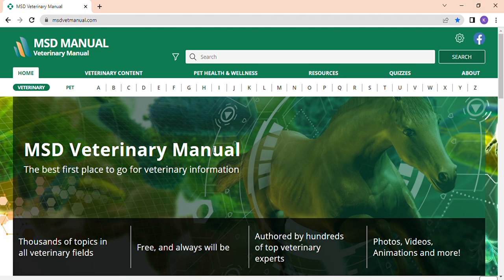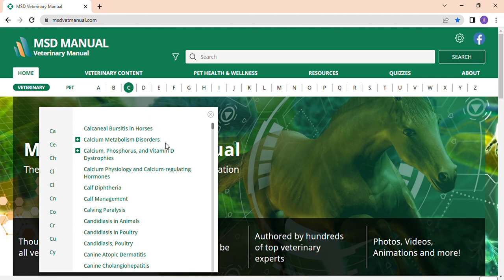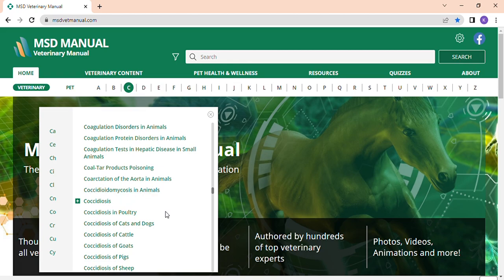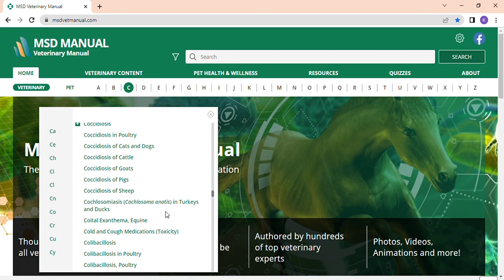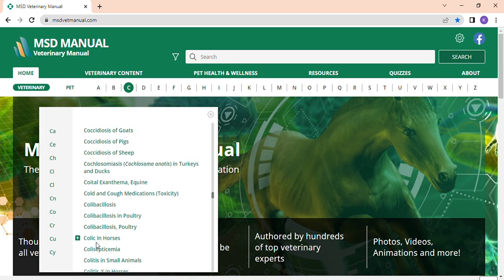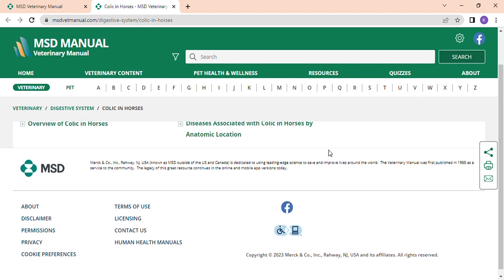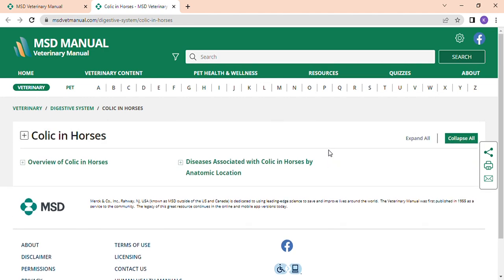So, the more common problem that occurs these days in animals, large animals or small animals or pets, is colic, which we usually see. So we are going to check what colic is, where colic occurs, coccidiosis in poultry, cattle, and colic in horses. First, as a veterinarian myself, I would tell you about colic in horses.